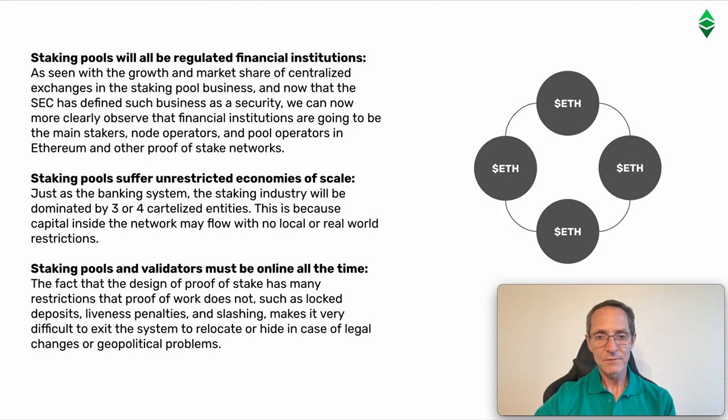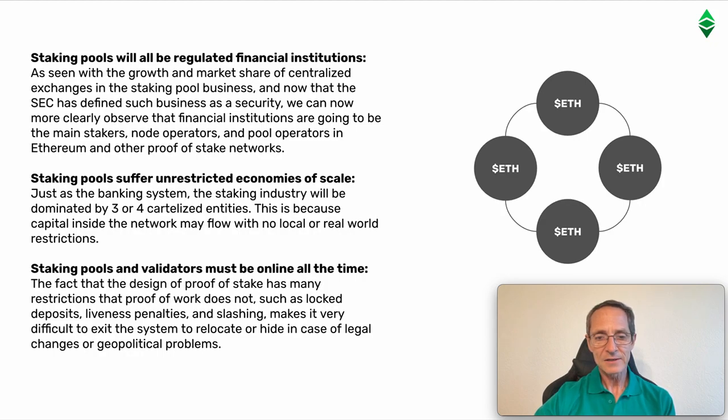Staking pools suffer unrestricted economies of scale. Just as the banking system, the staking industry will be dominated by 3 or 4 centralized entities. This is because capital inside the network may flow with no local or real-world restrictions.